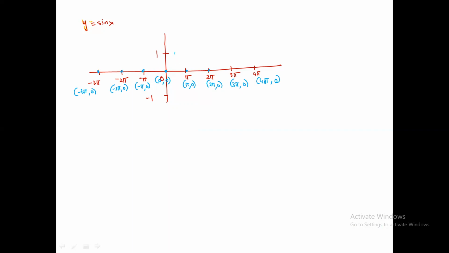Next here, sin pi by 2 is 1. Sin 3 pi by 2 is minus 1. Sin 5 pi by 2 is 1. Sin 7 pi by 2 is minus 1. So join these points and get a wave. The sine wave goes like this. It will continue this side also, like this.